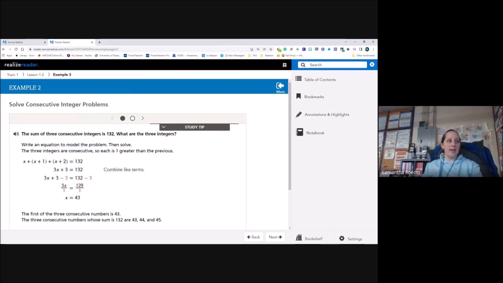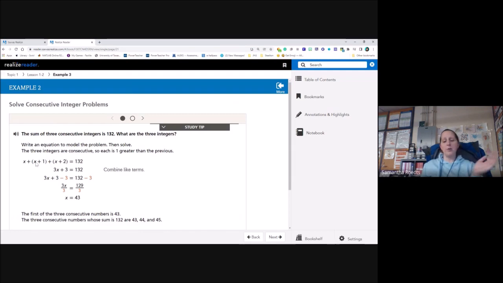So write an equation to model the problem. So I start with x. That's my first integer that I'm using. And then my second integer is x plus 1. And my third integer is x plus 2 because they're 3 consecutive integers. So they go 1, 2, 3, right after each other. Okay. And that sum, when I add all those numbers together, equals 132. So I have x plus x plus 1 plus x plus 2 equals 132.